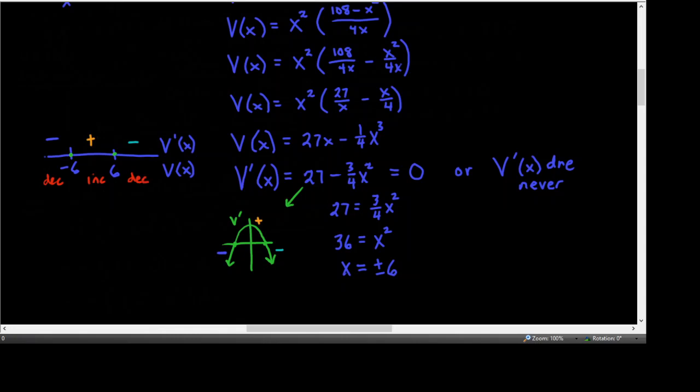And of course, in reality, I don't know what the exact domain is, but certainly we can't have a length that's smaller than 0. So that's our domain, x is bigger than 0. So taking that into consideration, 6 is the only possible thing for us to get an answer from. And of course, since the first derivative changes from positive to negative at 6, that means that that's a local max.